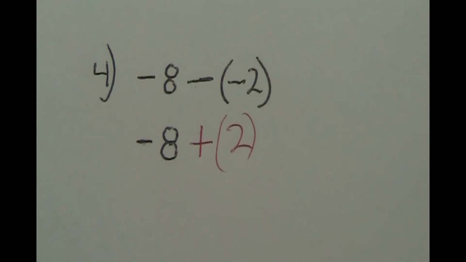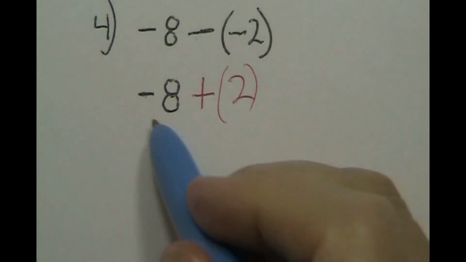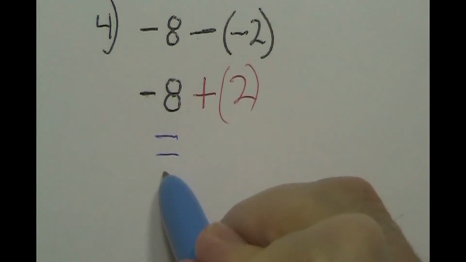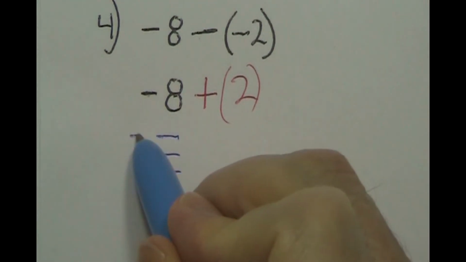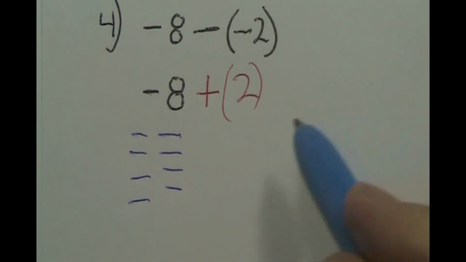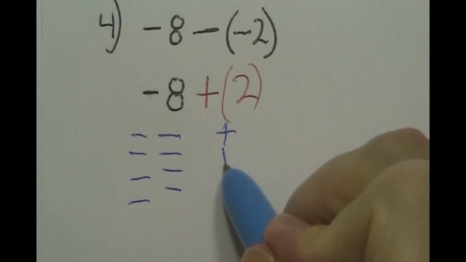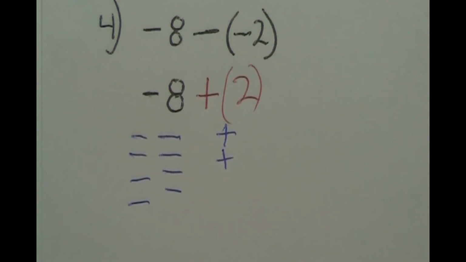Now, if you cannot do that mentally, then you would just go ahead and put some minuses and pluses down. If I had 8 negatives, there's 4 more, so there's 8 negatives. And now I have 2 positives, a plus and a plus. So what happens?